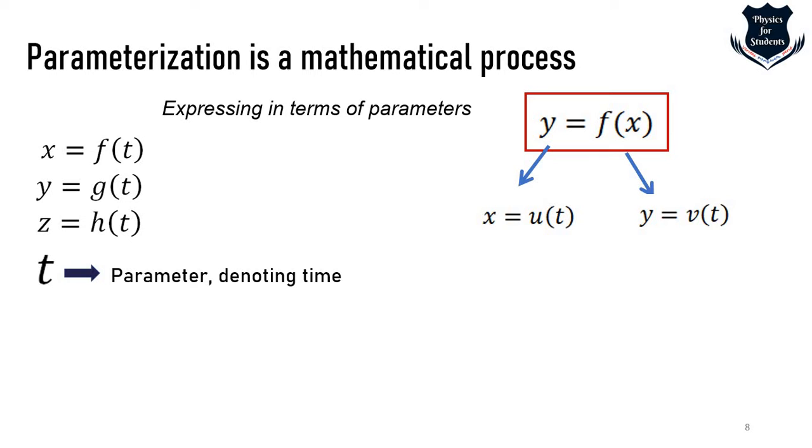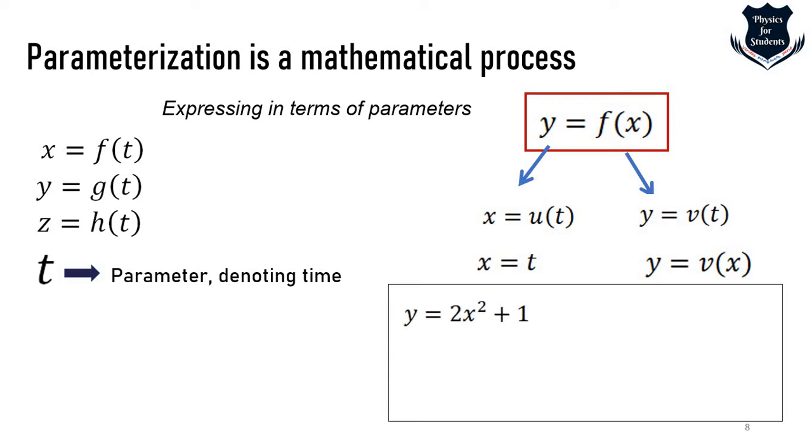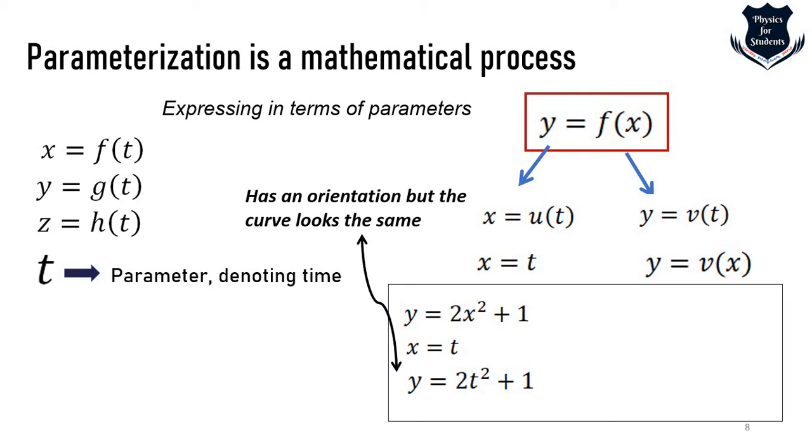But the curves will have an orientation once they are parametrized. Now there can be a lot of ways of writing this. The easiest way is this. Suppose I take x equals t, then y becomes this one. But there are other ways. For example, if we write it in this way, and then we assume x equals t, then y becomes 2t squared plus 1, right? So what I'm trying to tell you is that this parameterization, let me show you. Yeah. So this parameterization has an orientation that the original did not have, but the curves look the same.